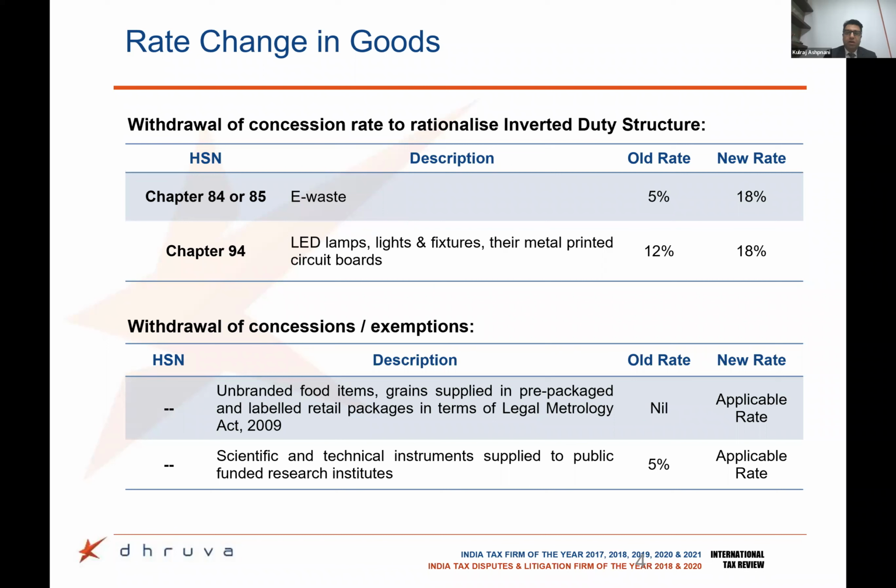Another rate concession withdrawn was with respect to scientific and technical instruments when supplied to public funded research institutions. Those were subject to GST of 5%, and there were several debates about it. What will qualify to be a scientific and technical instrument? How should the certificate be issued by a public funded research institution, and so on? The government has put all these debates to an end by putting a higher rate, or the applicable rate of GST, on all such products. The concession has been removed.